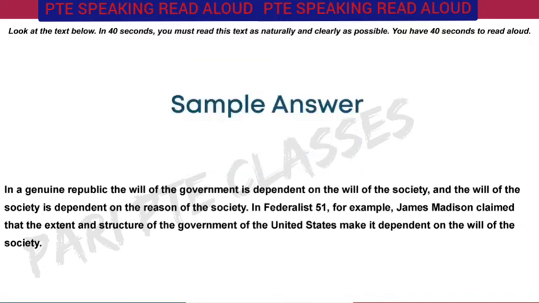In a genuine republic, the will of the government is dependent on the will of the society, and the will of the society is dependent on the reason of the society. In Federalist 51, for example, James Madison claimed that the extent and structure of the government of the United States make it dependent on the will of the society.